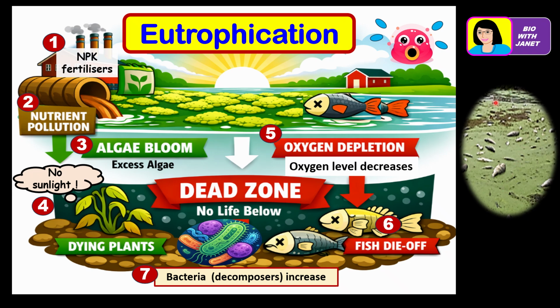Now, when you see this phenomenon, it means that the fish probably lacked oxygen and then died due to the layer of algae, okay, the green substance on the water surface. So let's find out more about this phenomenon called eutrophication, which is caused by human activities, and how we can reduce it or prevent it.